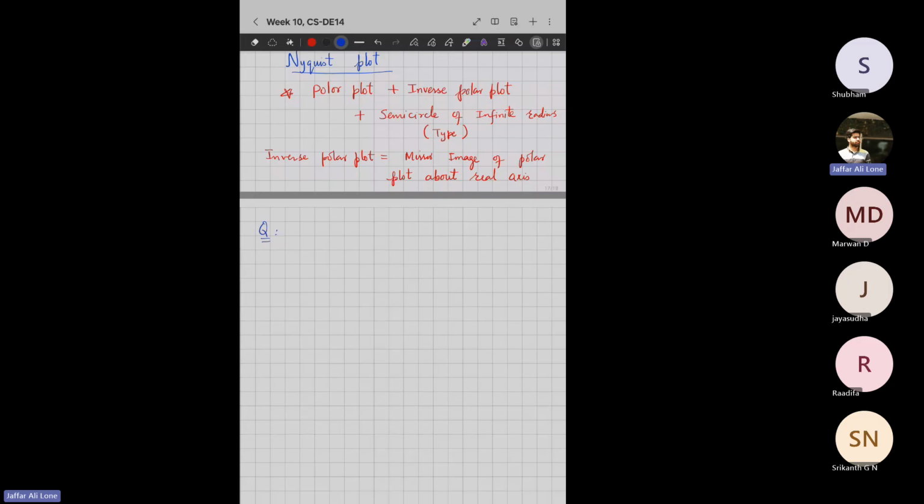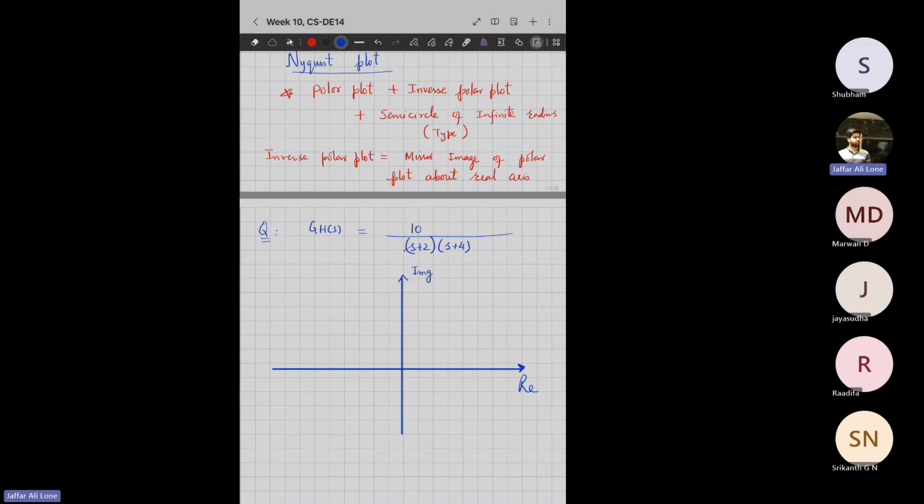See, let's assume you are given a transfer function, GH of s, given by 10 or anything in the numerator, and (s plus 2) into (s plus 4) in the denominator. Now, first of all, what do we have to draw? We have to draw a polar plot, right? So let's draw a polar plot. The shape will be a very nice shape. You'll see it. See, this is the real part, and this is imaginary.